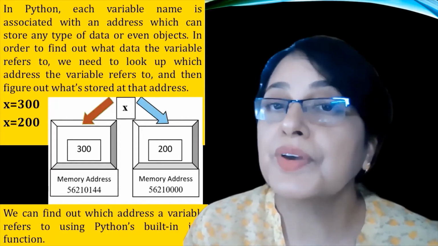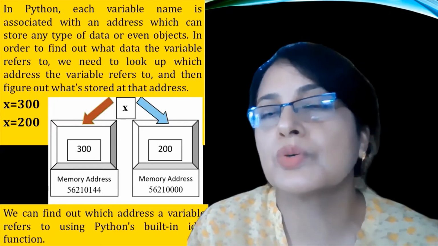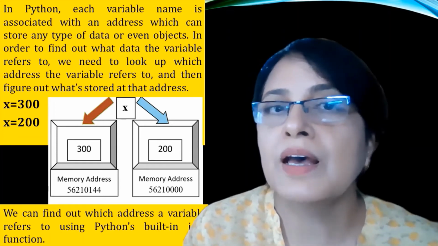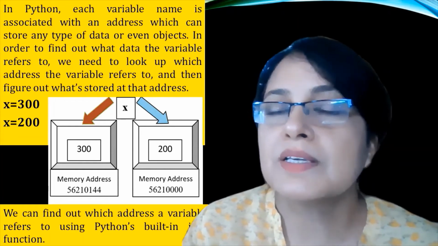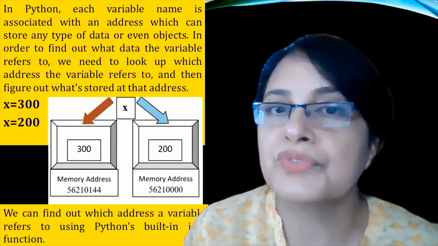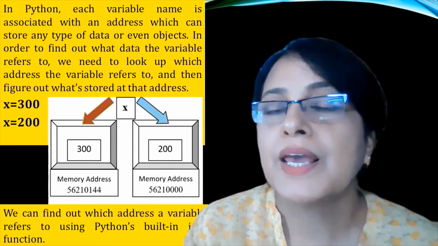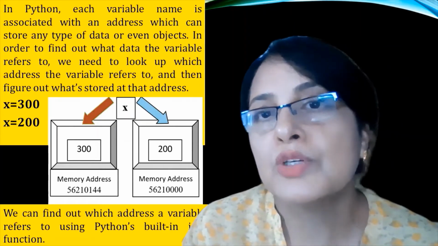In Python, each variable name is associated with an address which can store any type of data or even an object. Now, suppose I have a variable x and it has value 300. Basically, x will be pointing at the memory address of 300. If I now change the value to 200, x will be pointing at the memory location which will store 200.